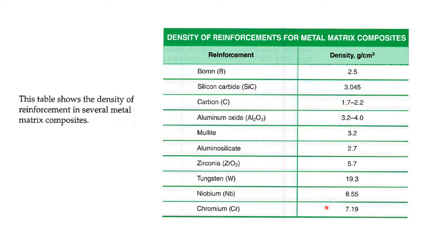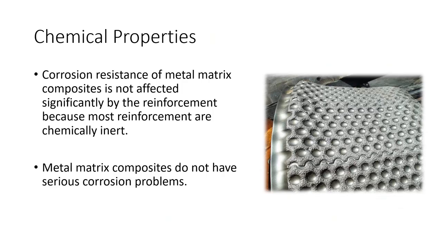Every time you get a table, you scan it and try to find the highest. Here, the tungsten. Then you try to find the lowest. It's a little bit difficult to find the lowest, and you can see right here, carbon. So carbon reinforcement has the lowest density. Tungsten reinforcement has the highest density. Then play with that information to make it right for your product or applications. Okay, chemical properties. We're looking at the corrosion resistance.